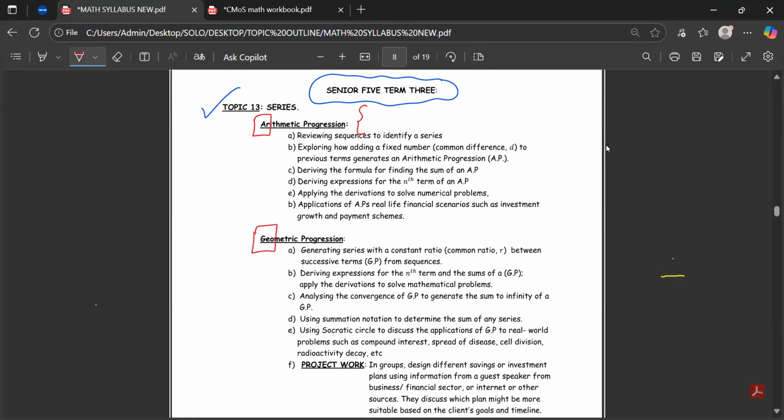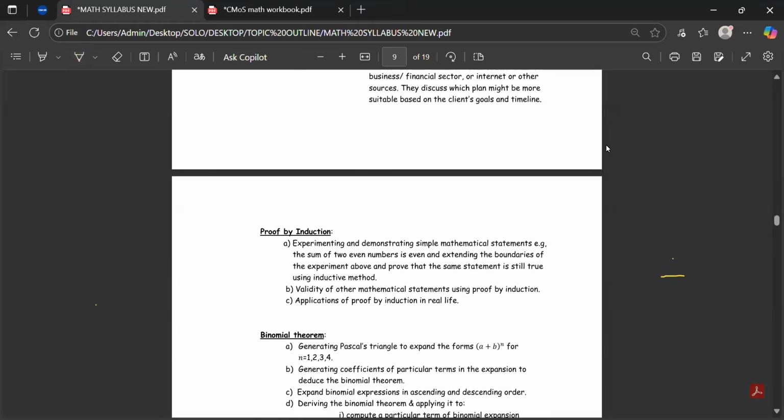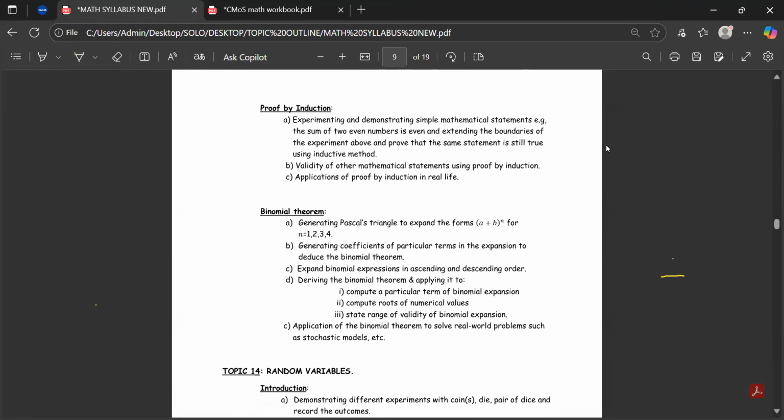This one is usually abbreviated as AP, and that's what I'll also be saying. Then this one is abbreviated as GP. You get? Yeah. Then there are the other two, that is proof by induction and binomial theorem. But in the old curriculum, it was only proof by induction that was part. The binomial theorem was somewhere else, but this time around they put it under the topic.